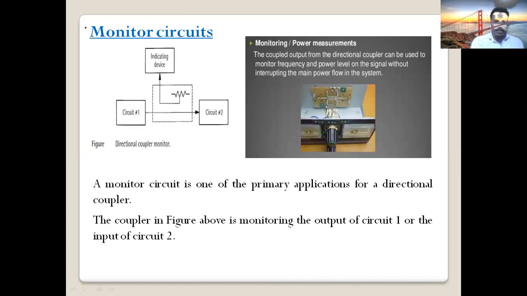So here the first application we are going to see is monitoring circuits. So as you can see here, we have a monitoring circuit. This is our coupler here. This is our measuring device. So look here. When you transmit signal from circuit 1 to circuit 2, signal is transmitted, right? Signal is transmitted from one system to another system. Now, how are we going to check this signal? How are we going to monitor? What do we have to do?